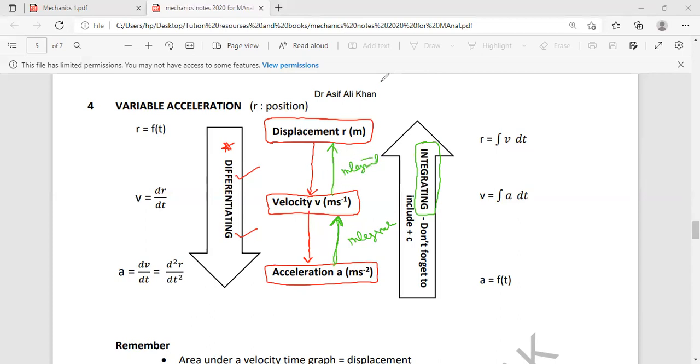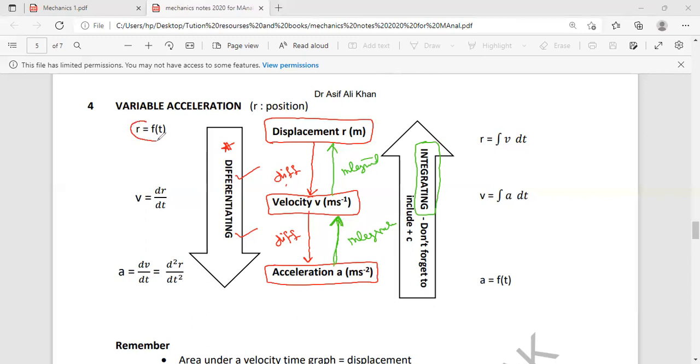Displacement to velocity is differentiation, velocity to acceleration is differentiation, and in the reverse order, integration. You already know that integration is the reverse of differentiation. That's why I said practice differentiation. If you are good in differentiation, integration will be easy for you. Any question related to this? Sir, also the formulas given on the sides, we have to learn those as well, right? This is the same thing.